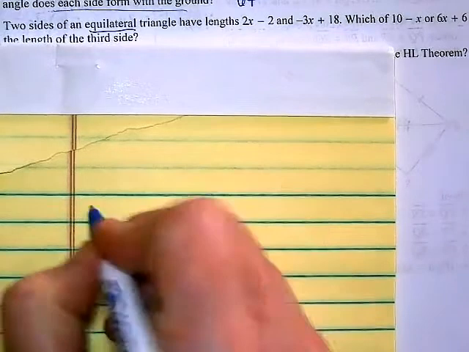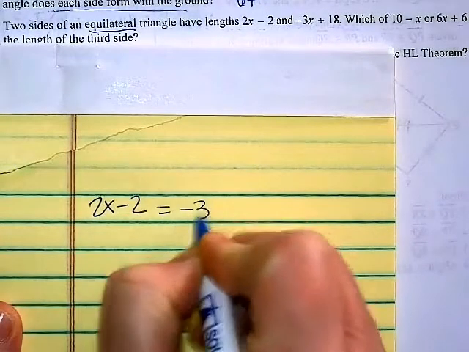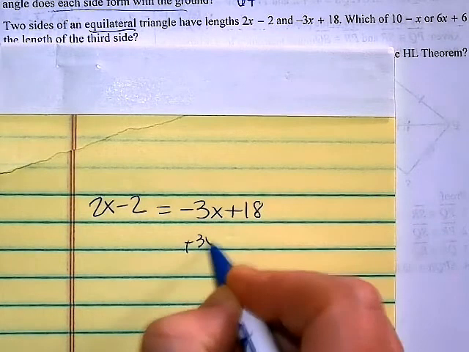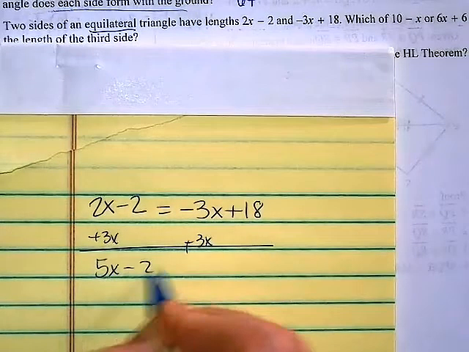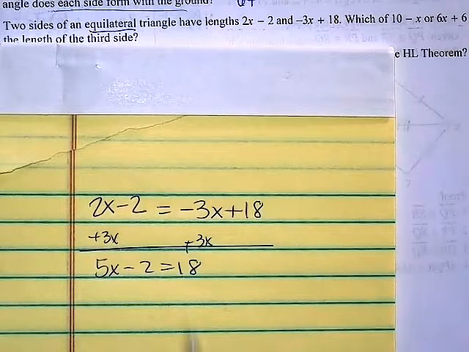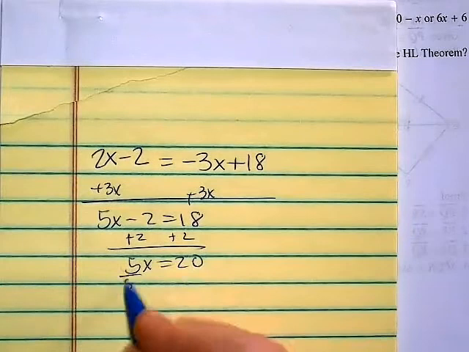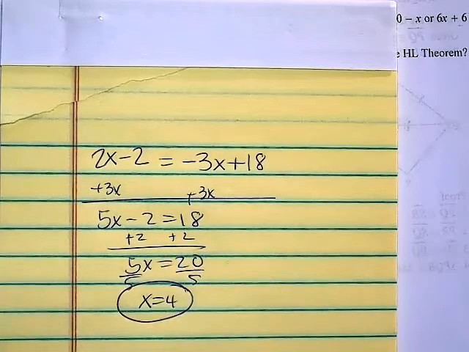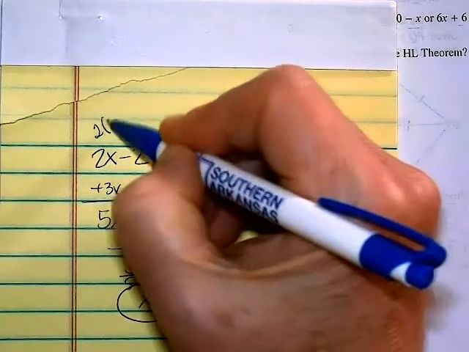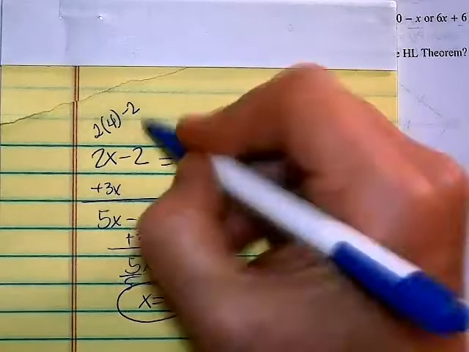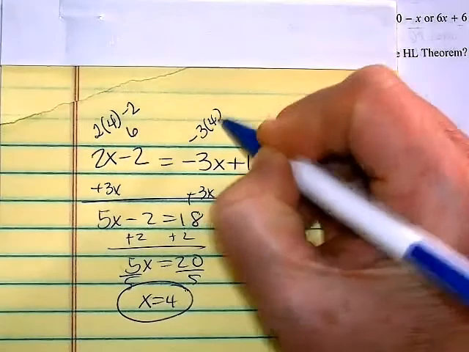So, 2x minus 2 must equal negative 3x plus 18. Do y'all agree? So help me find x. Okay, keep going. X is 4. So I'm going to take that and I'm going to plug it in. 2 times 4 minus 2. What's that? 6. Negative 3 times 4 plus 18. What's that?